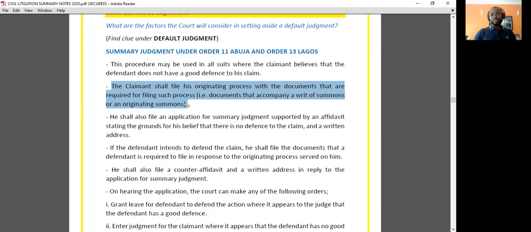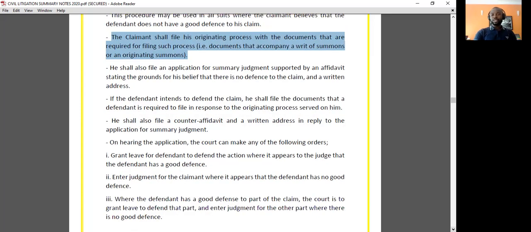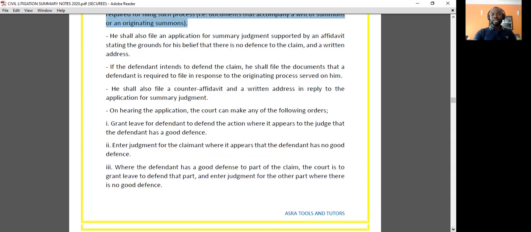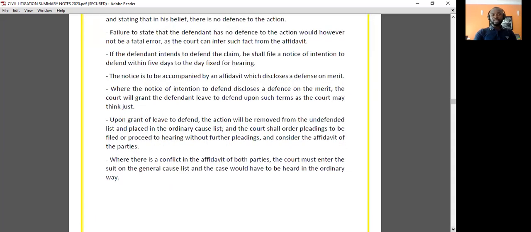And it goes without saying that another difference we have is that while you have only summary judgment under the Lagos rules, you have summary judgment and undefended lists provided under the Abuja rules. All right, so these are the summary procedures we find under the rules of court. So instead of going through the full motions of a lengthy trial, the court could just look at what has been filed and based on that, give its judgment.